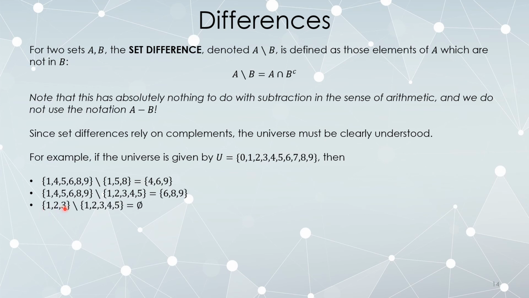If I have 1, 2, and 3, and I remove 1, 2, and 3, and 4 and 5, which does nothing, but I remove the element 1, I remove the element 2, I remove the element 3, I'm left with nothing, and the set with no elements we denote like this.